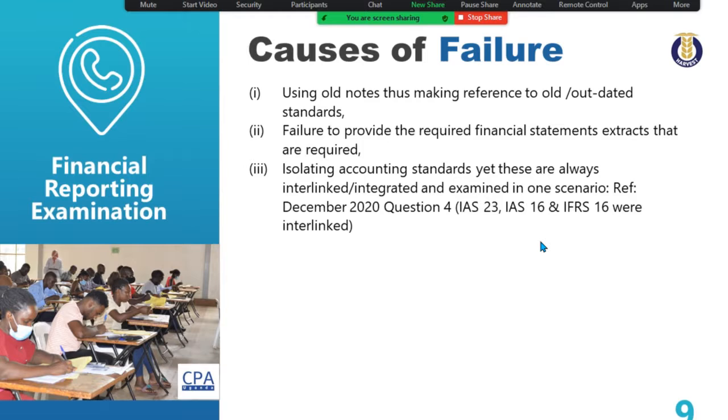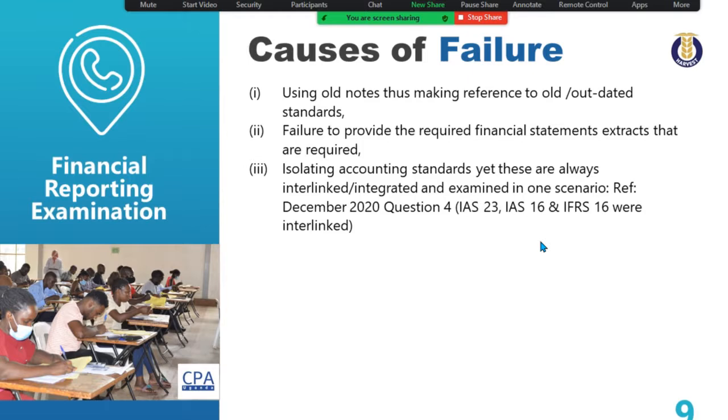Isolating accounting standards, yet these are always interlinked or integrated and examined in one scenario. Like if you look at December 2020, question 4, the examiner linked 3 standards and there is no way you could isolate these ones. He linked IAS 23 with IAS 16 with IFRS 16. Those were interlinked and you could not isolate. So if you begin spotting that I'll read IAS 23, I'll not read IFRS 16, you cannot manage such a question. You couldn't do question 4.